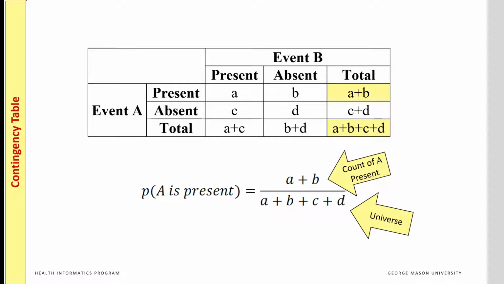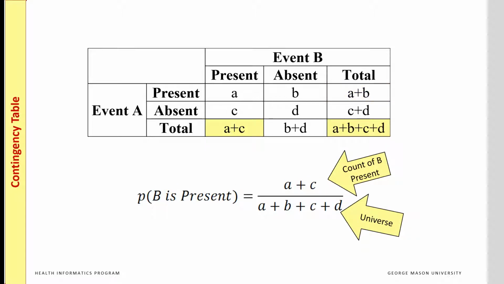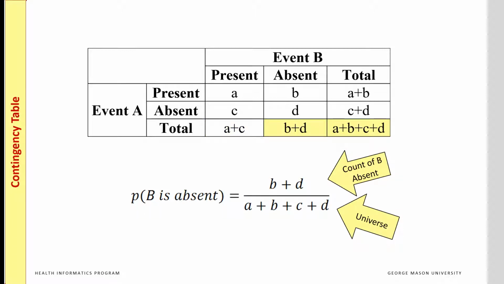Using our definition of probability, the probability of event A is calculated as the number of times it occurs, A plus B, divided by the universe of possibilities, A plus B plus C plus D. Similarly, the probability of the occurrence of event B can be calculated as the number of times that event B occurs divided by the universe of possibilities. The probability of event B not occurring is the number of times it does not occur, or B plus D, divided by the universe of possibilities.